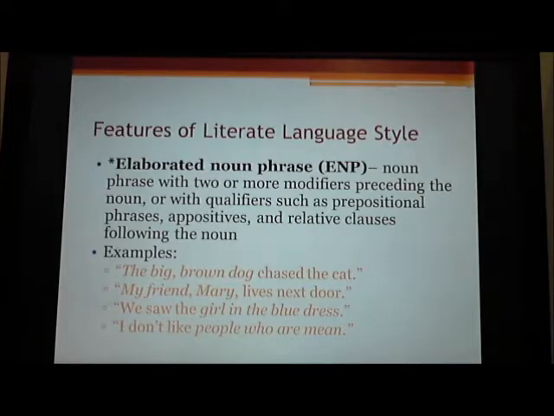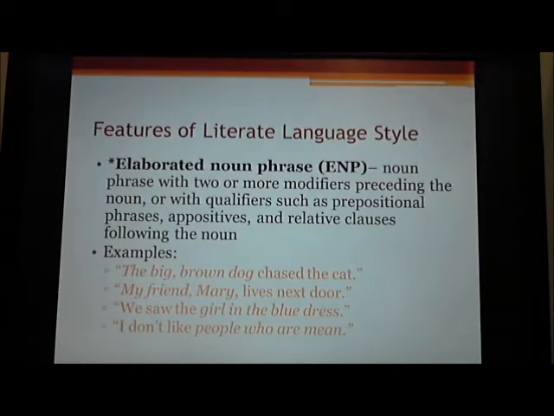So, for example: the big brown dog chased the cat. My friend Mary lives next door. We saw the girl in the blue dress, and I don't like people who are mean. The italicized portions of the sentences are the elaborated portions of the noun phrases.